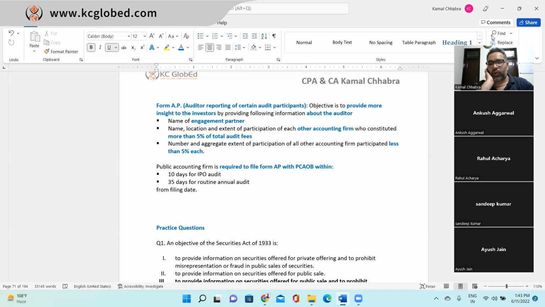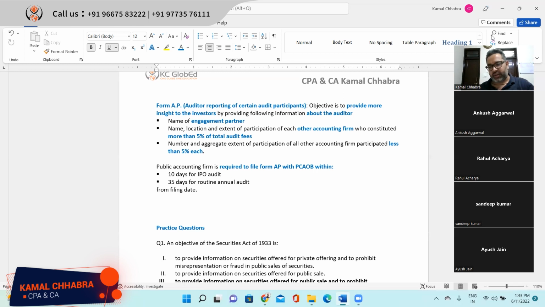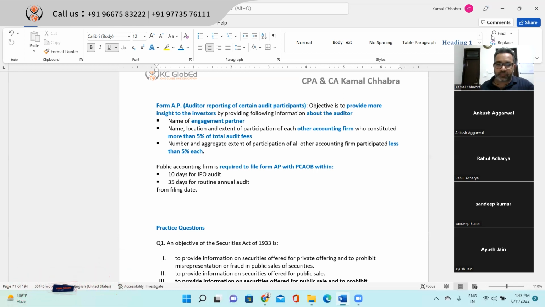When you do a group audit, you involve various auditors, or when you do a joint audit also, at that point you involve various auditors. Here you need to disclose all the CPA firms, their name, location, and what areas or components they have audited. If it is a joint auditor, what areas they have audited. You need to give detailed information about all those CPA firms whose total fees are more than 5% of the total audit fees.